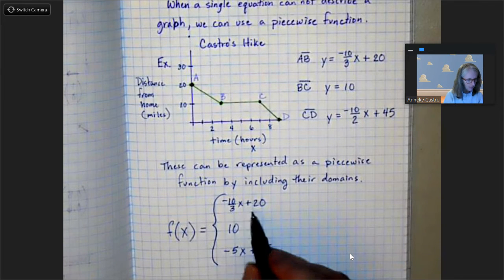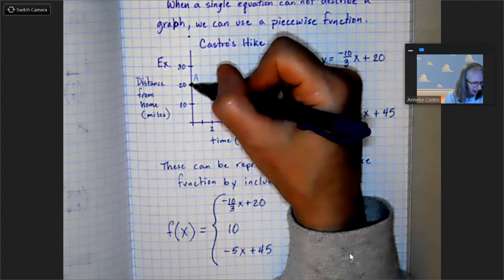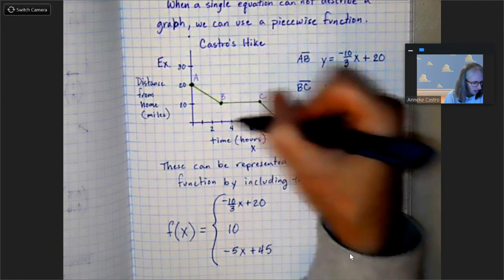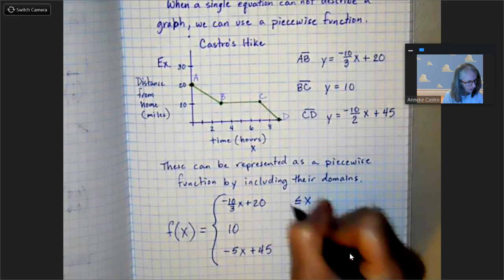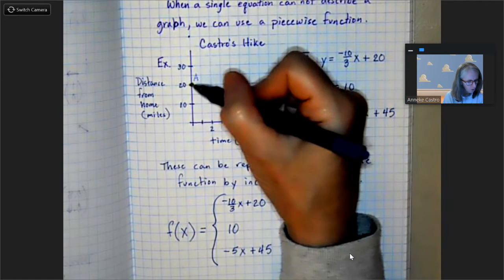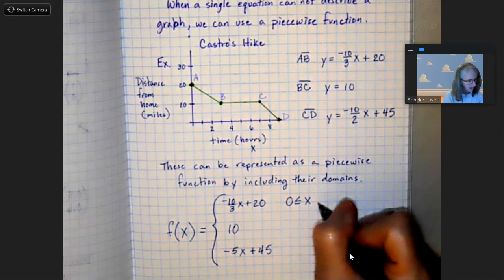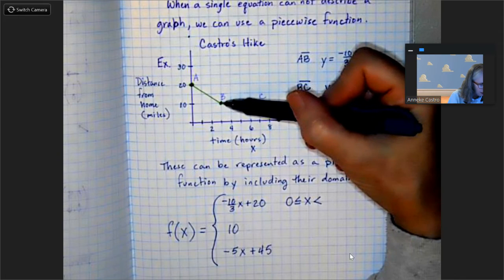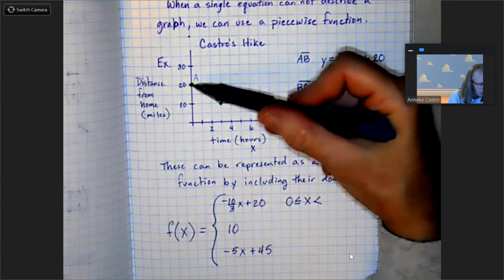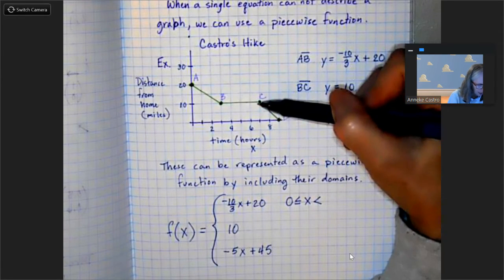So when am I using this line? I'm using it from when x is 0 until x is 3. So it's going to be x is greater than or equal to 0, because I do have a closed circle right there. And the thing we have to be careful about is the 3, this point right here, does it belong to the previous line or does it belong to the next one?